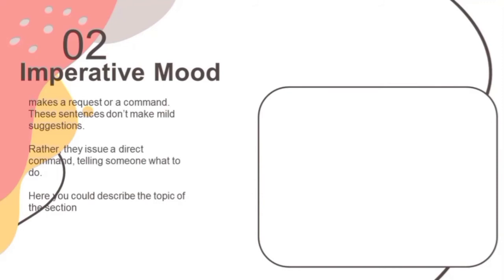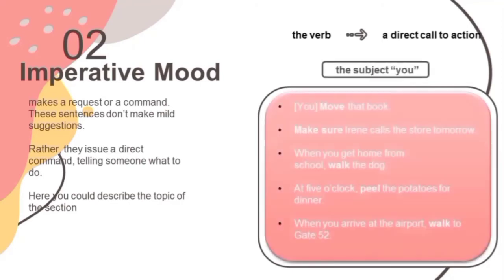In these sentences, the verb will express a direct call to action. Sometimes the subject you will be understood, as in the first example. Other times it will be clear who the subject is. Here are some examples of the imperative mood.